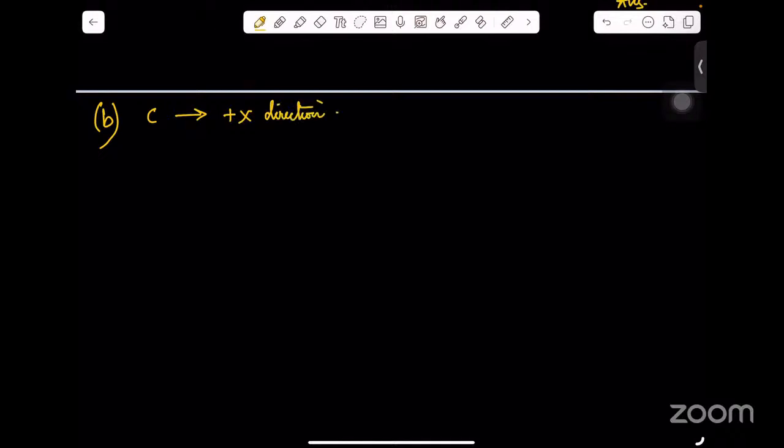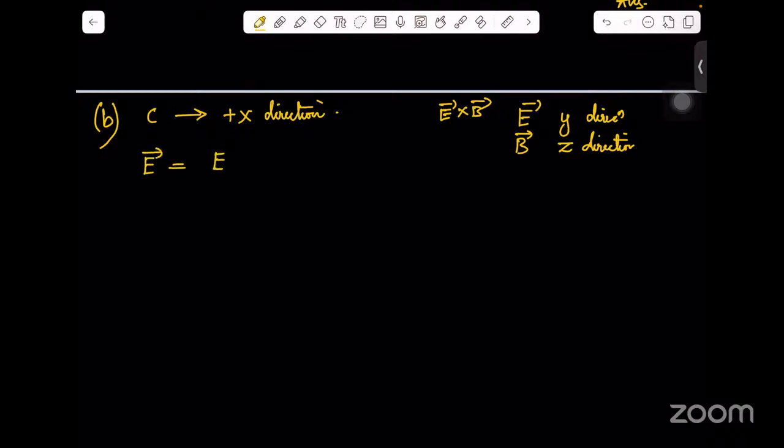If the wave is propagating along the plus x direction, we can take the E vector in the y direction and the B vector in the z direction, because the direction of propagation should be E cross B. J cross K is I. Now the general equation of an electric field in an electromagnetic wave is E naught sine kx minus omega t, and this is along the plus y direction, so it will be j cap.